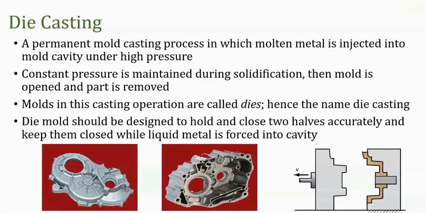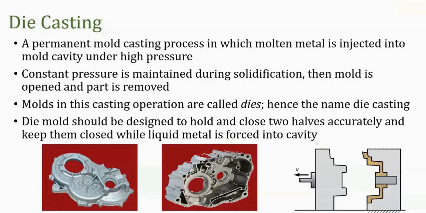Right? So we have to design the mold very carefully. It has to hold and close the two halves accurately and keep them closed throughout the casting process. And after completing the casting process, it has to open consistently to remove the part. So this is the main requirement of a die casting process.